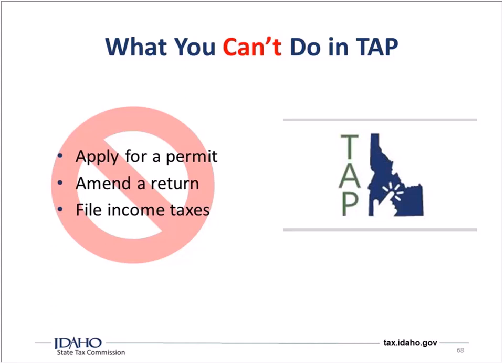So yeah, once you go into your TAP account and you see that sales tax account, open that up and there'll be a link that says file returns. There's several links there, make a payment, some of that kind of stuff. But just make sure you do the file return part of it as well as making the payment.